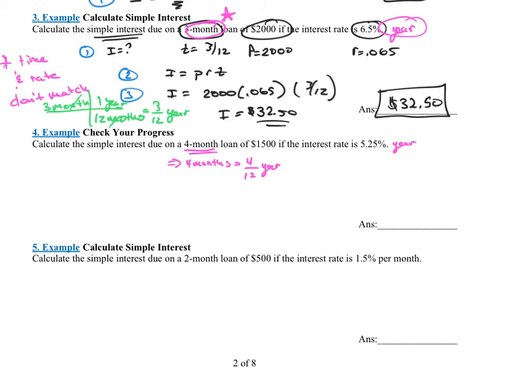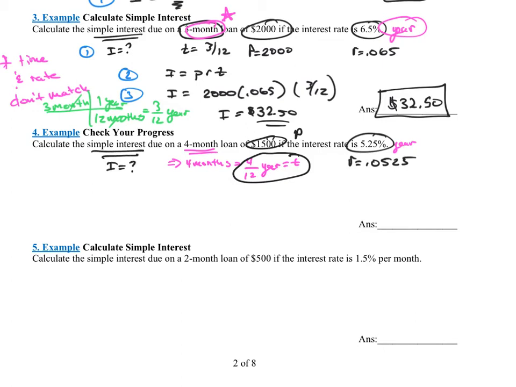Okay? And that's what we're going to be using for t because we need those to match. So t is going to be 4/12ths. Your P value here is the initial investment of $1,500. Your R value here, your rate, is 0.0525. Again, divide that number by 100, or move the decimal to the left twice, or just put it into your calculator with the percentage button to get that decimal. And it still wants to know what I is.